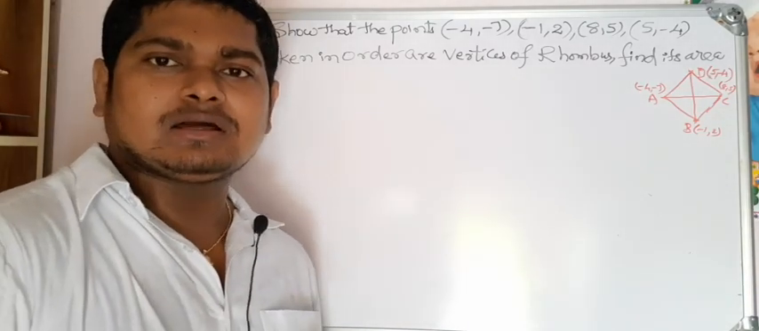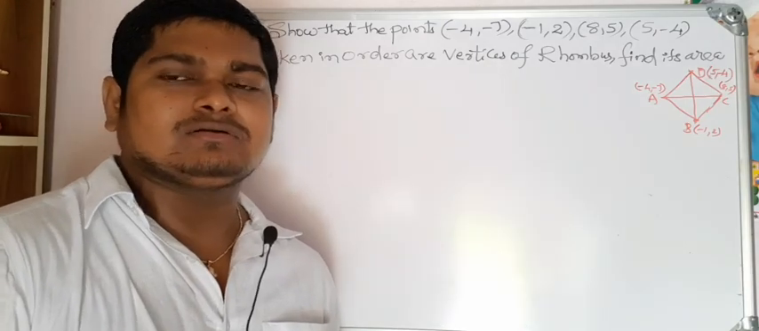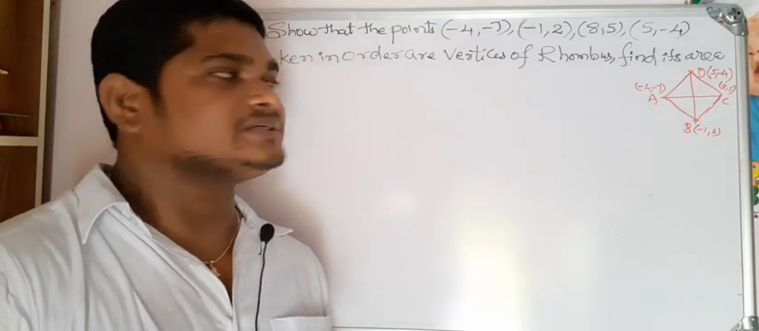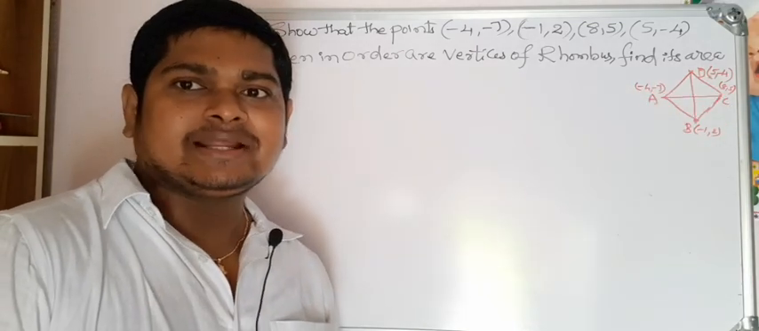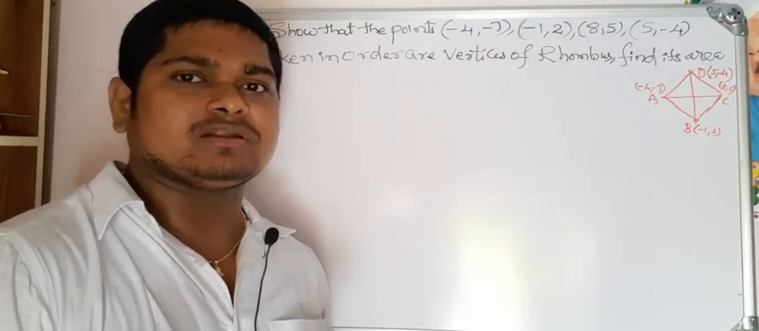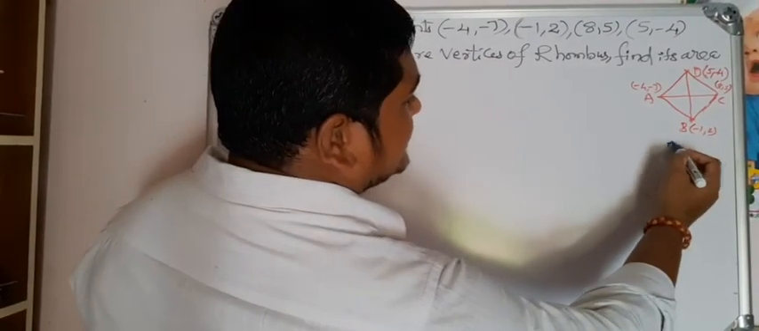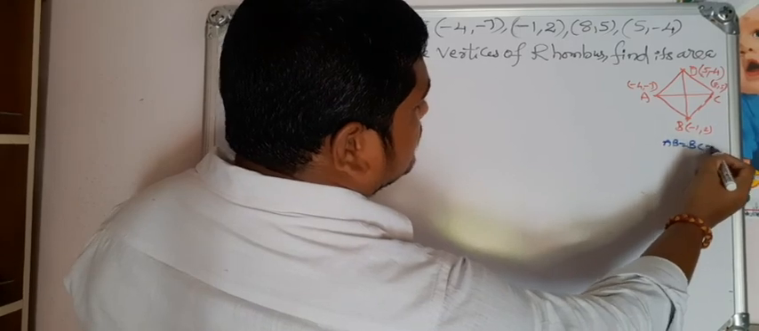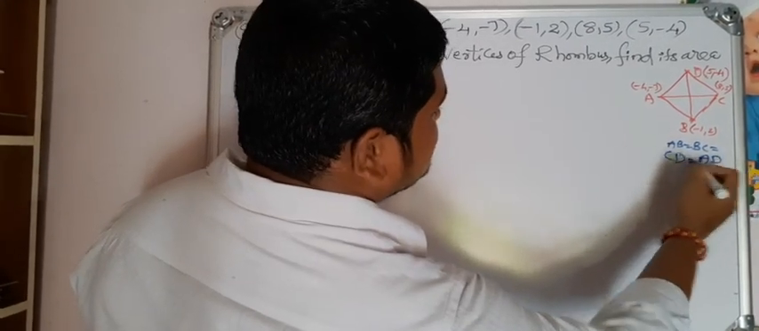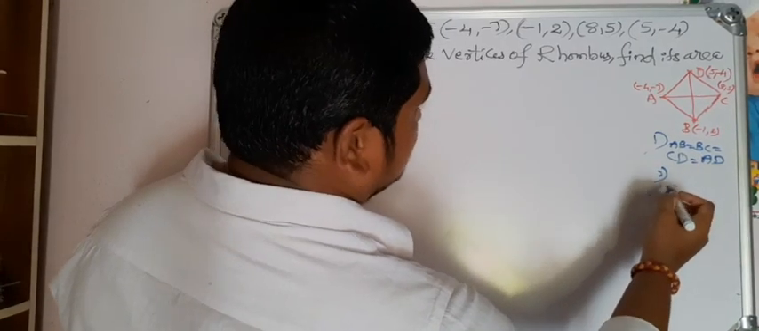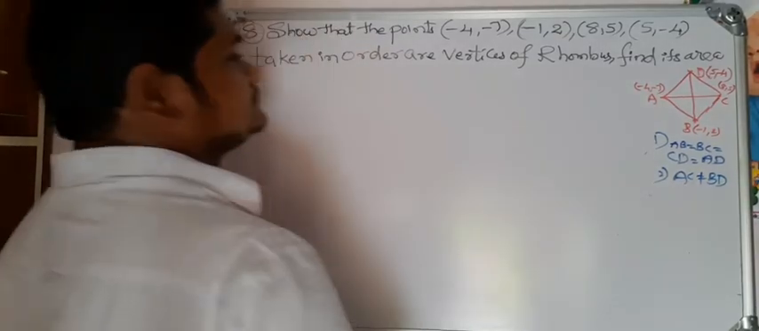Let us recall the properties of the rhombus. Rhombus means all sides must be equal. That means what are the sides here? AB, BC, CD and AD. Next, the diagonals must be not equal. Well, then what we have to prove here? The first condition is AB equals BC equals CD equals AD. Second condition, AC must not be equal to BD.